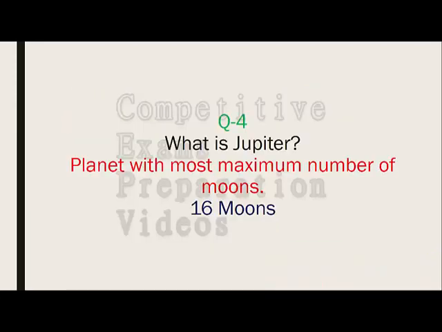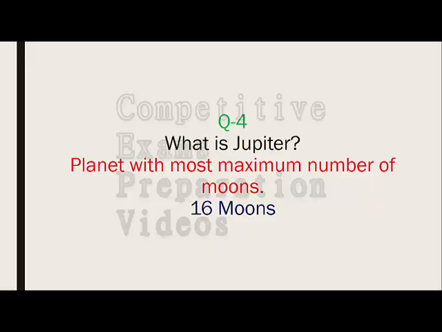Next question. What is Jupiter? Jupiter is a planet with the maximum number of moons. 16 moons are on Jupiter, as on the Earth there is only one moon.